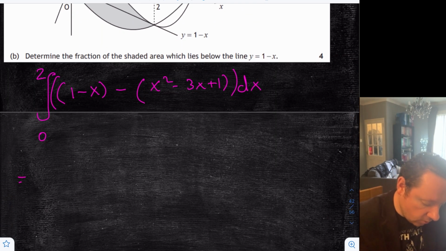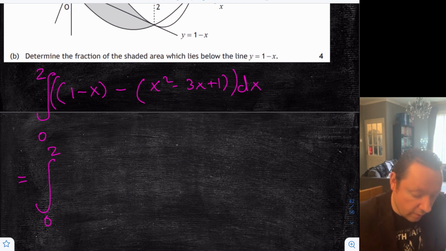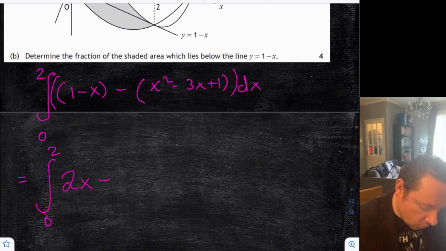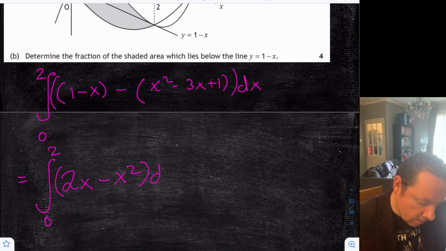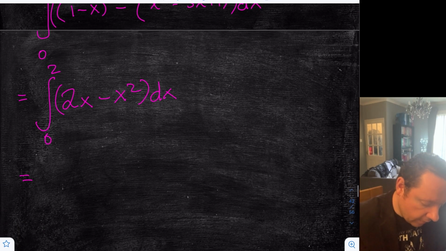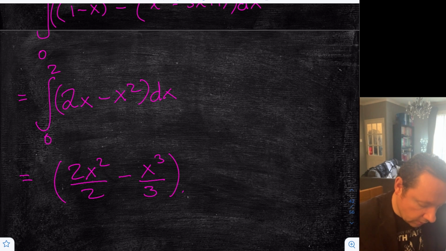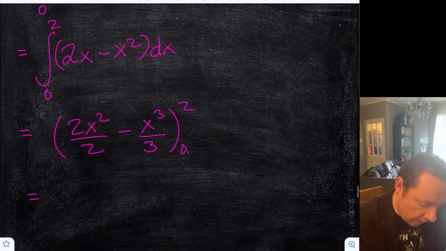So that gives me the integral between 0 and 2 of 1 minus 1, which is 0. I've got minus x minus 3x, so that's 3x minus x, which is 2x. Then I've got minus x squared as well. So you get 2x minus x squared, a nice simple function to integrate. So that gives you 2x squared over 2 minus x cubed over 3, between 0 and 2, that gives you x squared minus x cubed over 3.